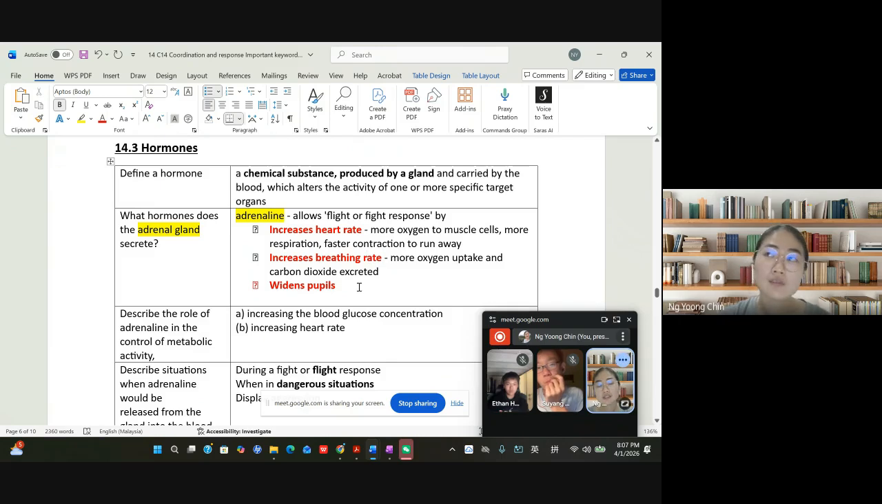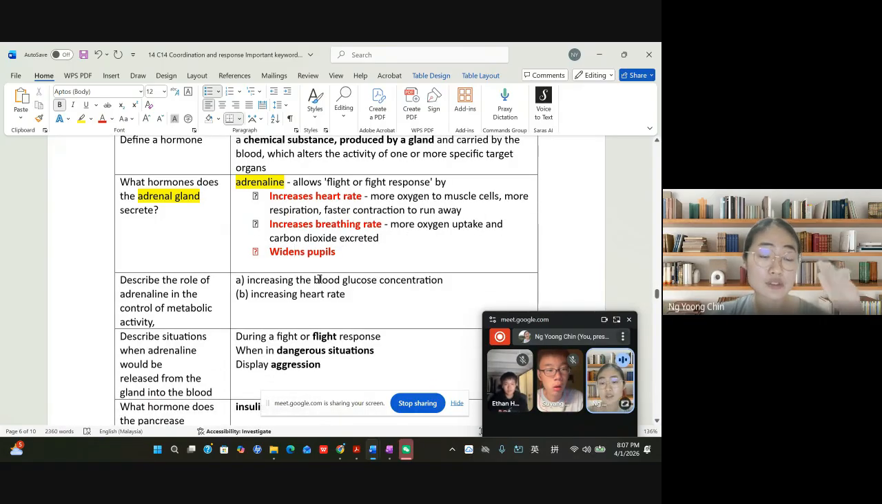If you increase your breathing rate, right, it will cause more oxygen to be taken up, and then it allows more carbon dioxide to be excreted out, because you want to prevent your blood from becoming too acidic, right? Prevent the accumulation of carbon dioxide in your bloodstream. And then you can dilate your pupil, okay? So that's why your pupil will dilate also. So this is the adrenaline.